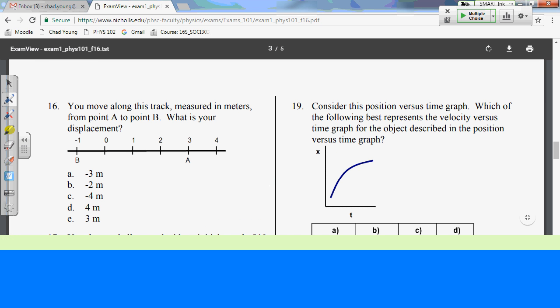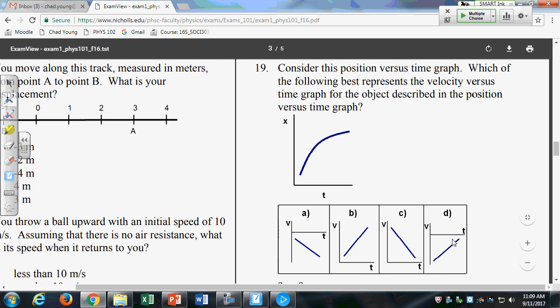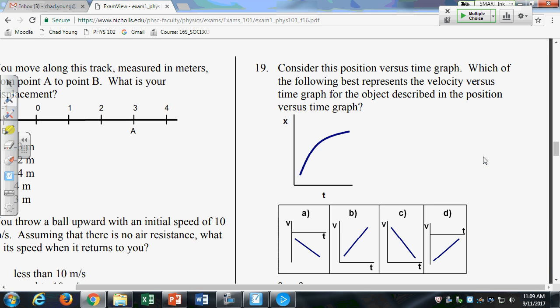All right, so let's look at number 19 right here. This is fall 16, exam number 1. And I have this graph, and what I want you to do is to find the velocity versus time graph that best represents this. All right. We're not going to do it as a clicker question, okay? I'll just go through and show you how to do these.